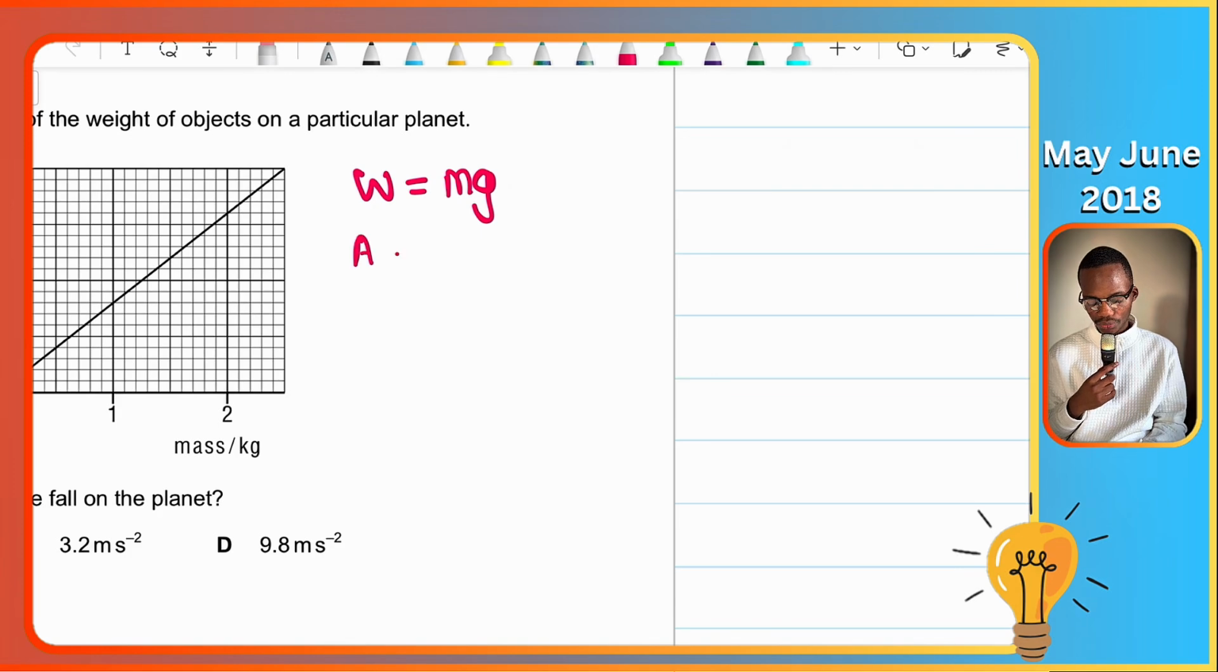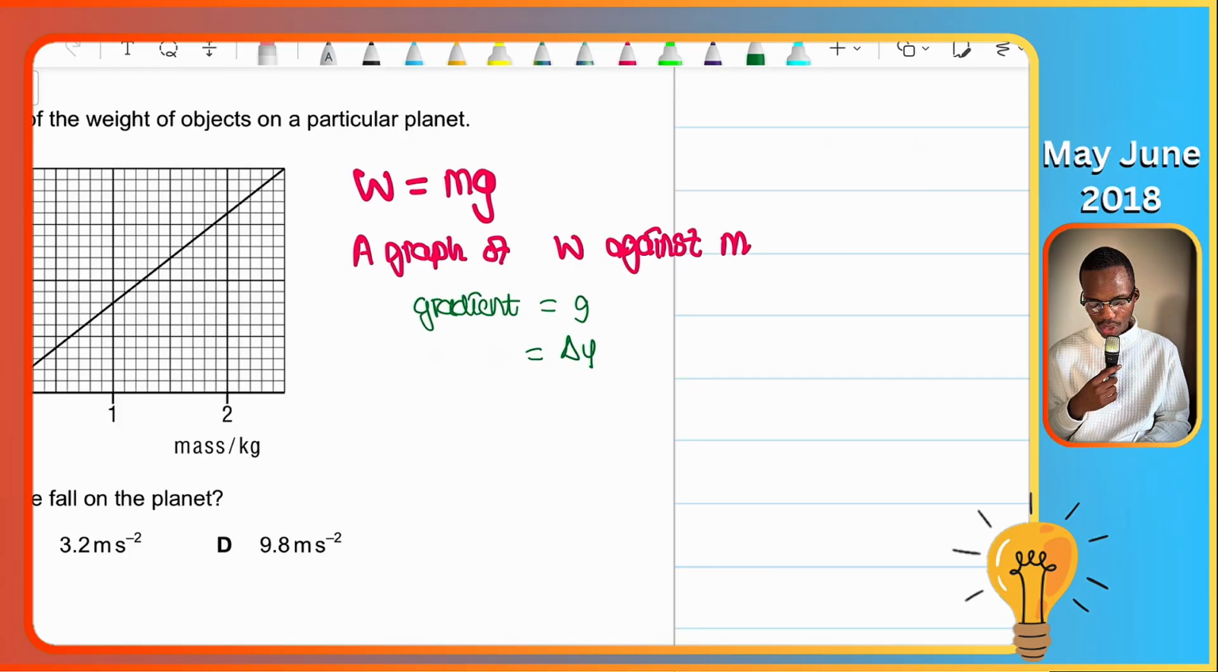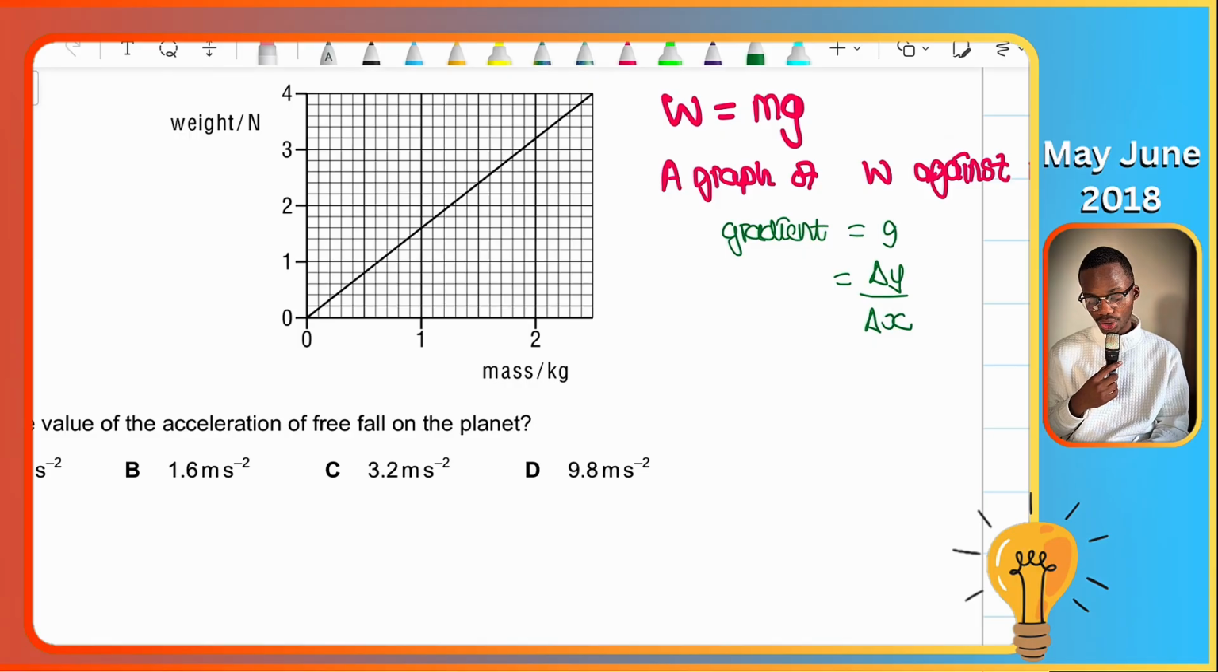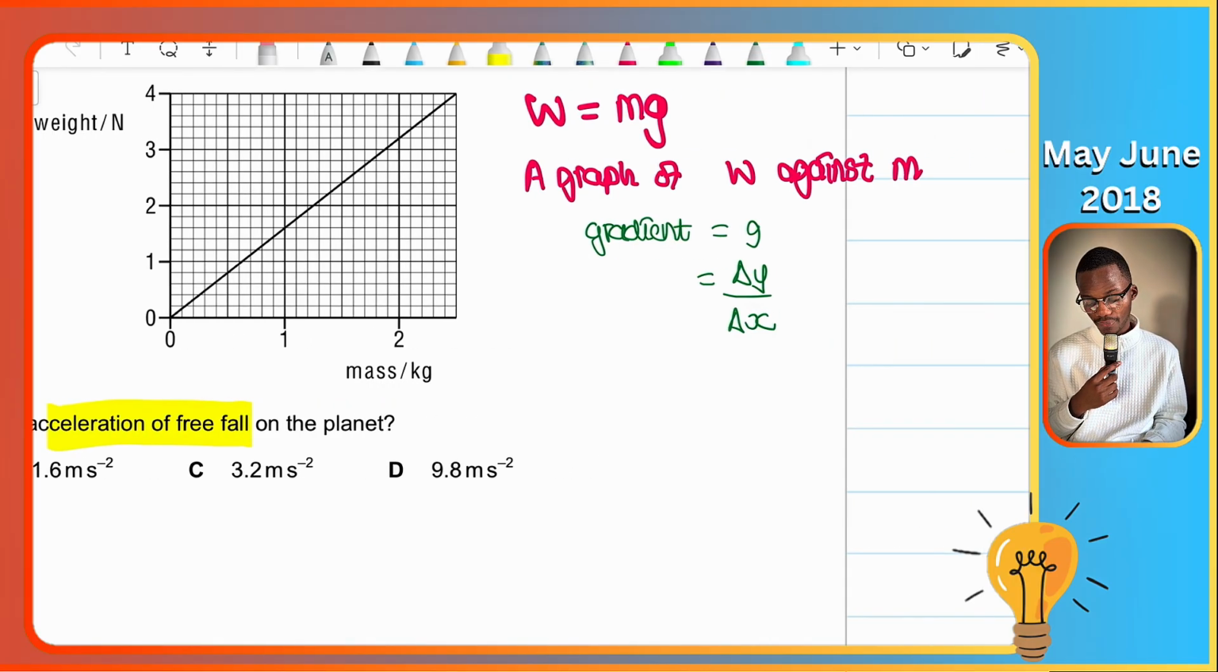So a graph of weight against m will have a gradient that will be equal to g. So the gradient, which is effectively the change in y divided by the change in x, will be effectively the value of g in this case, which is the acceleration due to free fall. So if you can find the gradient of this graph, we've found the acceleration due to free fall.